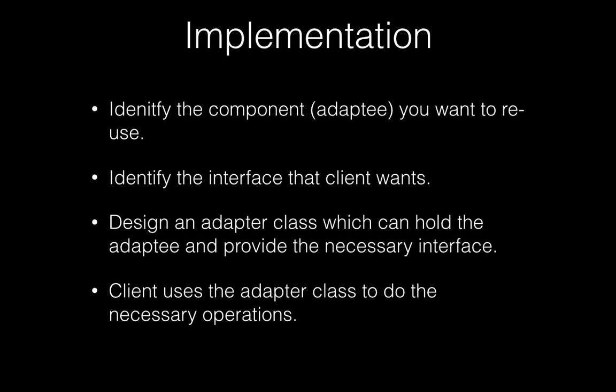So you first need to identify the component, which is called the adaptee, that you want to reuse, then identify the interface that the client wants, and then you can design an adapter or wrapper class which can hold the adaptee and provide the necessary interface. It's as simple as that, and then the client in the end will use the new class that you provide, which internally holds the existing class that you have reused.